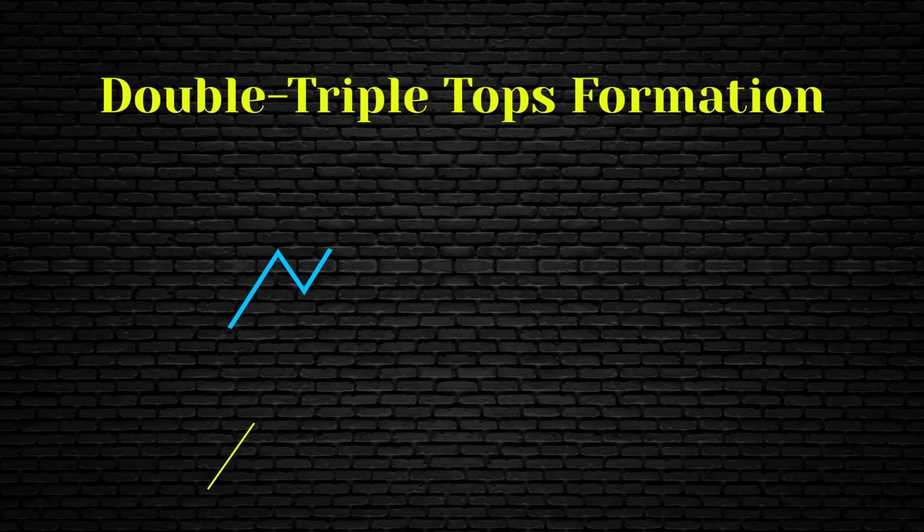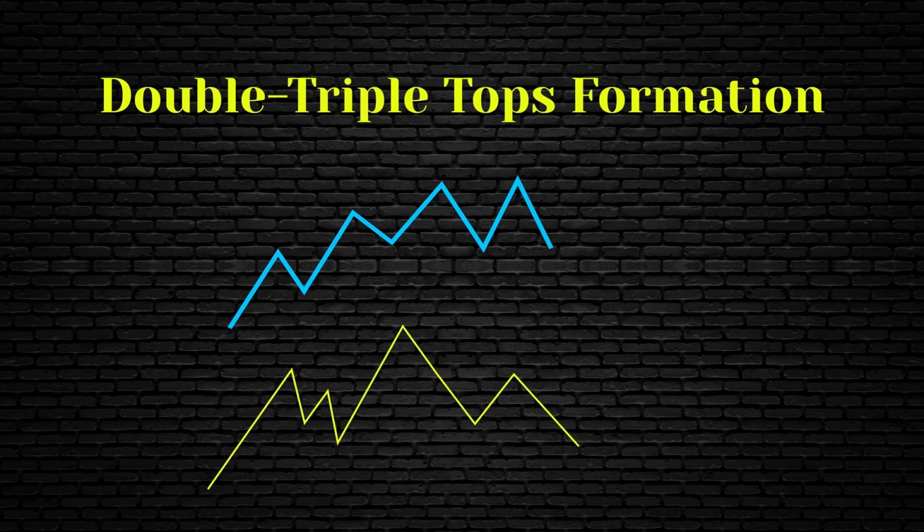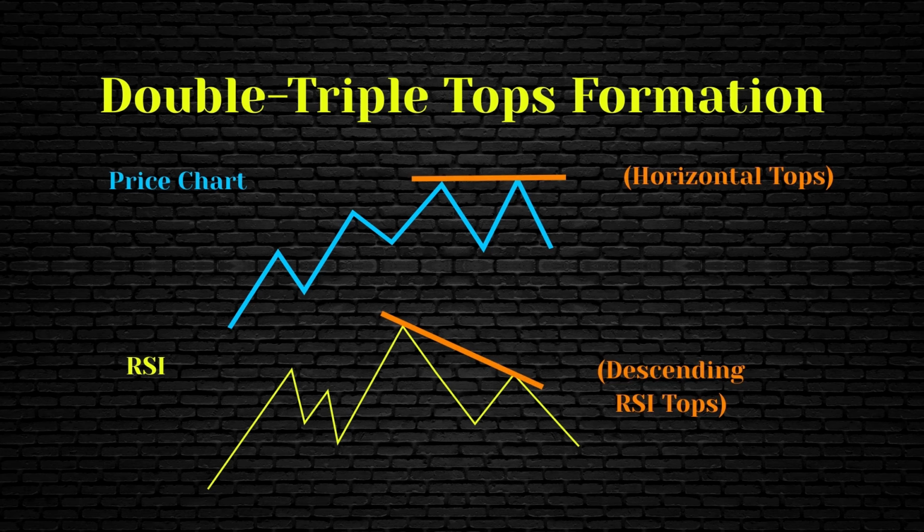Double, triple tops. This is a reversal formation that can appear as either a double or triple top, though the double top is more common. Regardless of being double or triple, the rules are the same. Imagine an M shape at the peak of an ascending trend, two peaks that cannot surpass each other.